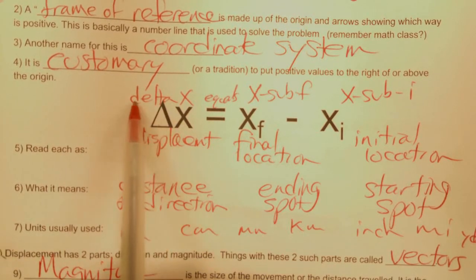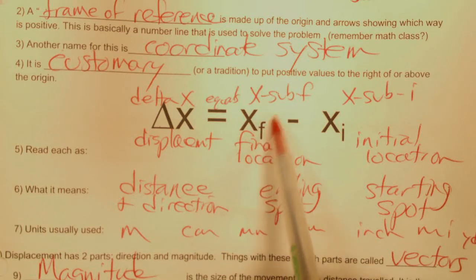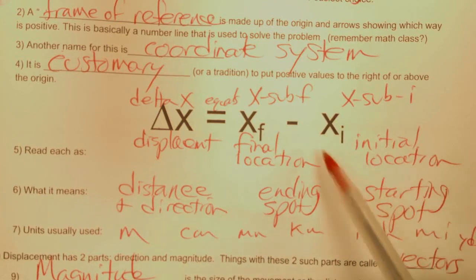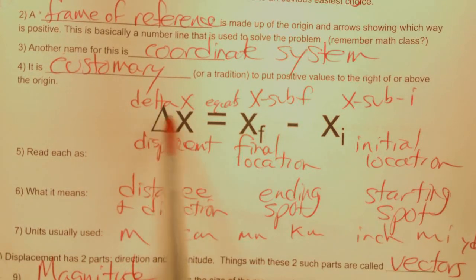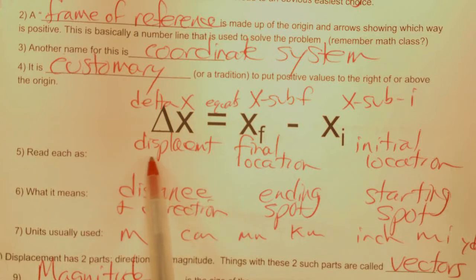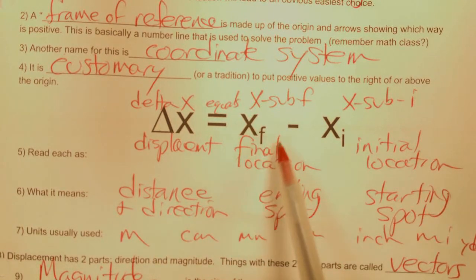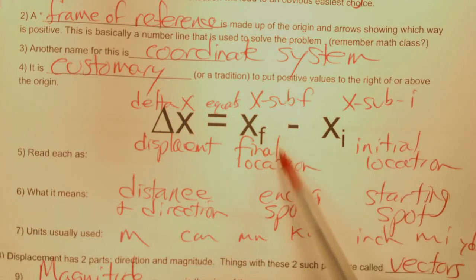So I could read this as delta x equals x subscript f. The little f, a little bit lower, is called a subscript, or just simply x sub f. And then we have x sub i, subscript i, with a minus in between. Now what these things mean is the delta x is the displacement. And that's sort of like distance traveled. There's just a little bit of difference between that and distance. x sub f is your final location. x sub i is the initial location, the starting point and the ending point.